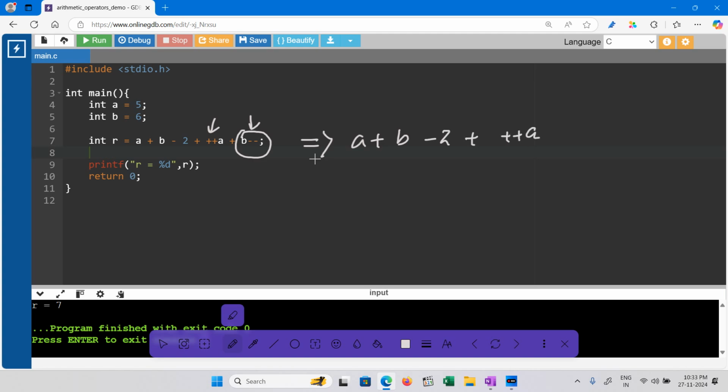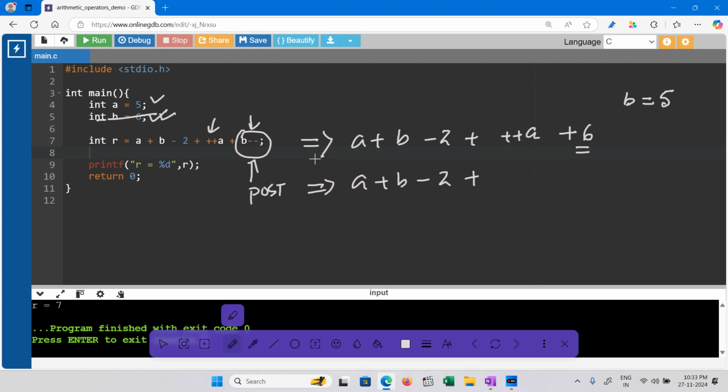So now this one is post. In post we know that the particular expression will be replaced by its current value. So here the current value of b is 6, and then the value of the operand will be decremented by 1. So after this part of the expression, b is right now 5. Okay, so now let's continue. Now this part is resolved. Further we have plus plus a. So what is the value of a right now? The value of a is right now 5. So this one is the pre-increment.